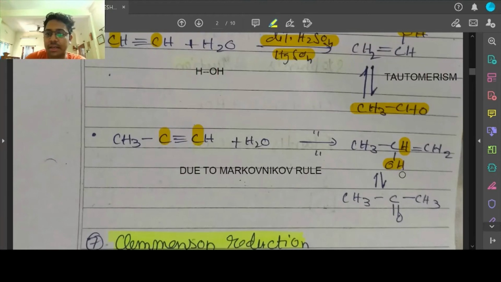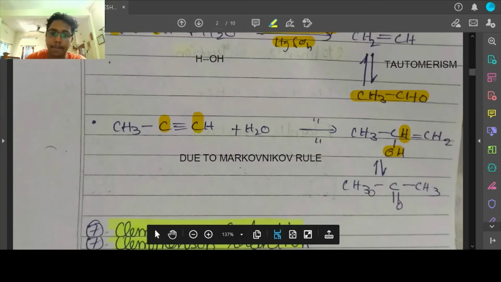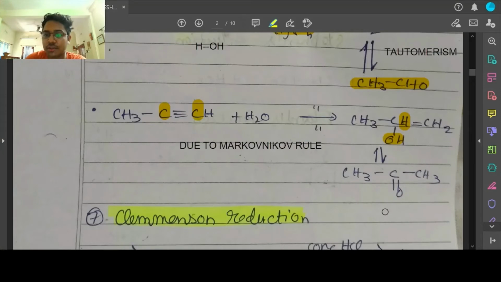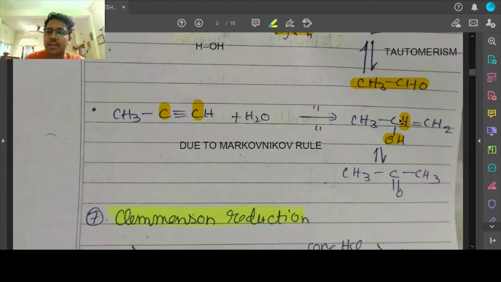It again converts by tautomerism and becomes CH3-C(=O)-CH3. This interchanging is also tautomerism, because the oxygen-hydrogen bond breaks, the hydrogen goes to the other carbon, the carbon develops partial positive and the oxygen partial negative charge, so a C=O double bond is formed. So CH3-C(=O)-CH3, again by the same tautomerism. I hope the concept is clear now.